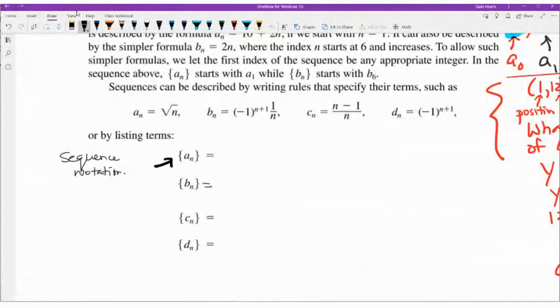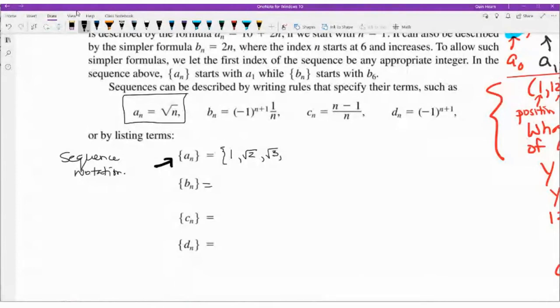Okay, let's list some of the terms of a sub n if the rule for a sub n is that the nth term is equal to the square root of n. So the first term is going to be the square root of 1, which is going to be 1. The second term is going to be the square root of 2, which doesn't simplify. The third term is going to be the square root of 3, which doesn't simplify.